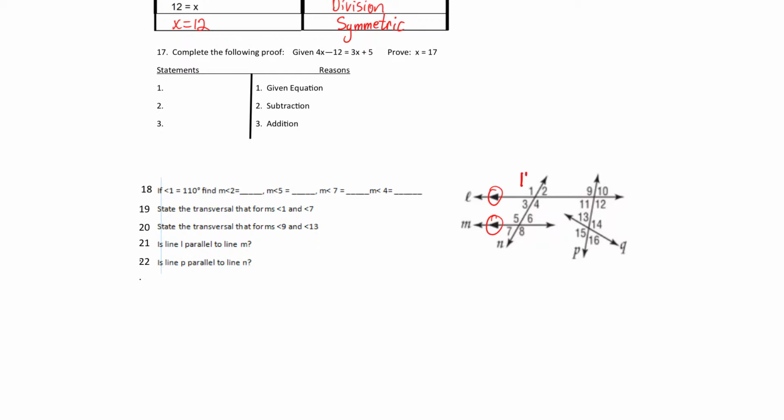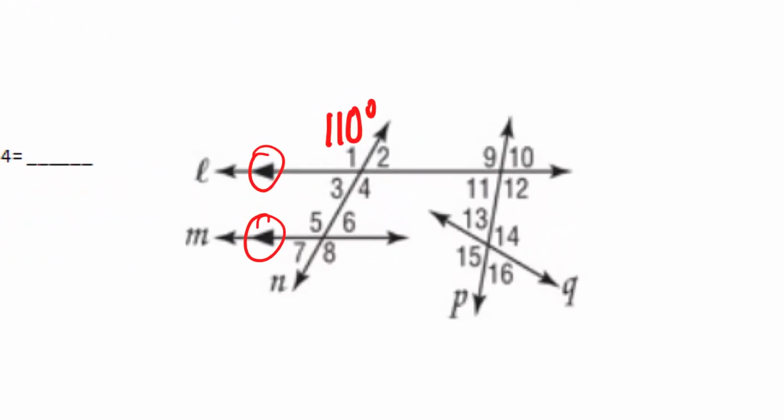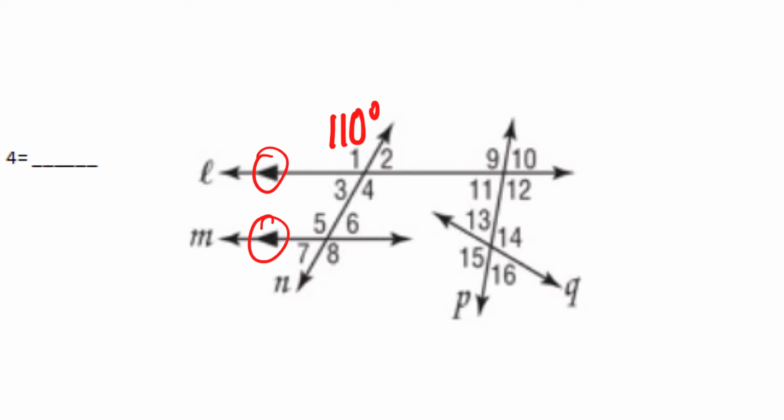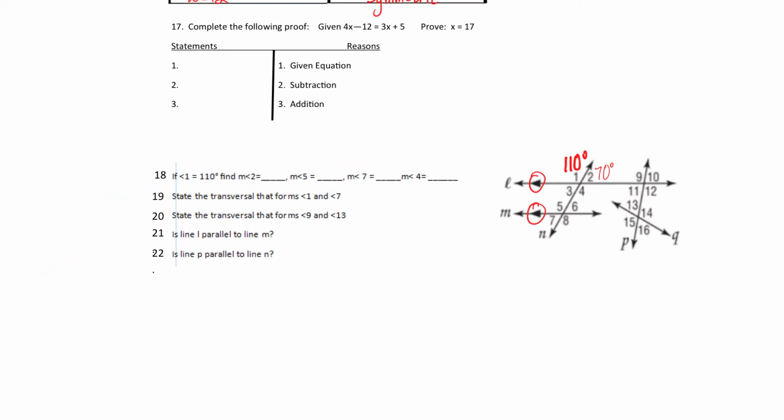All right, angle 1, it says, is 110 degrees. So how big is angle 2? 70. How do I know that? What's up with 1 and 2? They're a linear pair. What do I know about a linear pair? Equals 180. They're always supplementary. So angle 2 is 70 degrees.